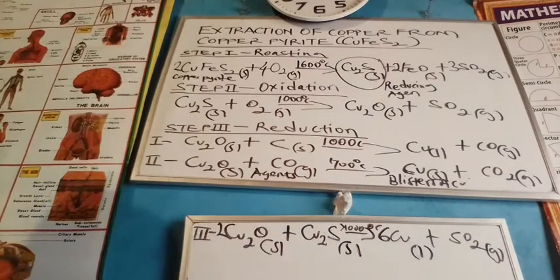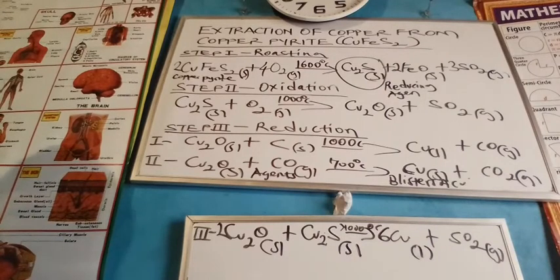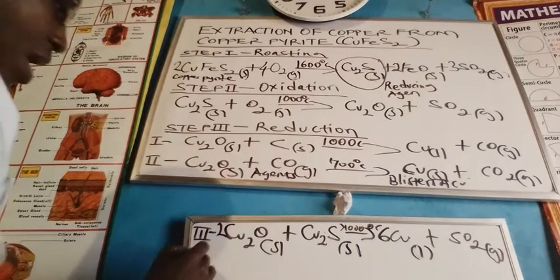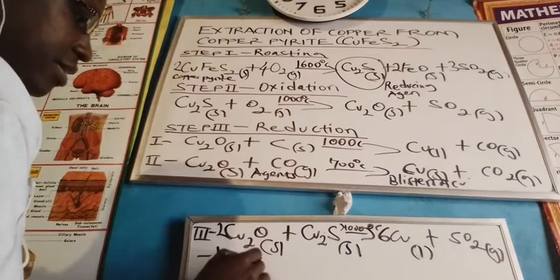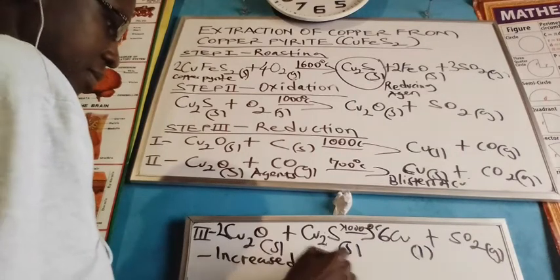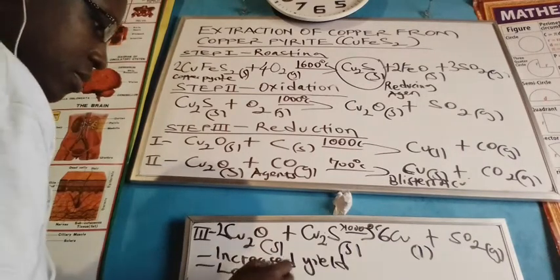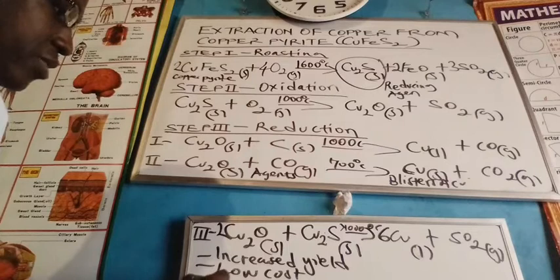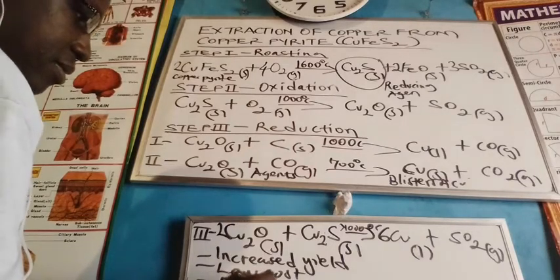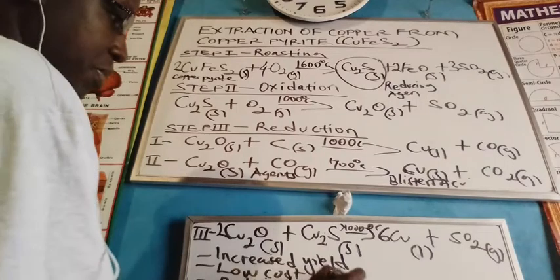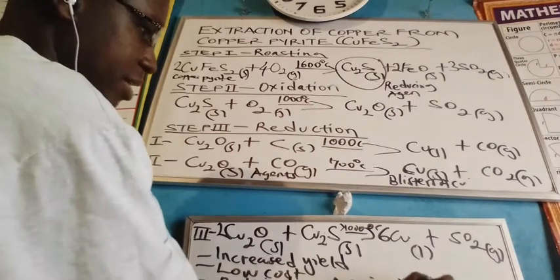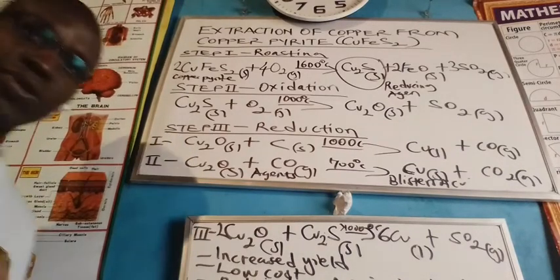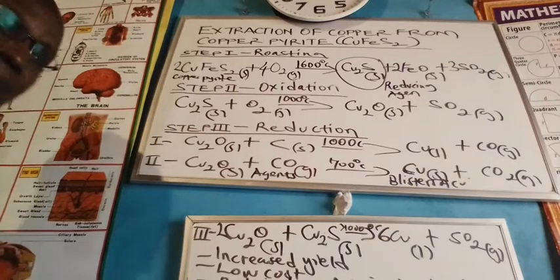So the advantage of using copper 1 sulfide as a reducing agent over the use of carbon monoxide and carbon is that, 1, there is an increased yield. 2, it is of low cost, obtained readily from the raw material, and 3, it reduces the chance of poisoning the extract. Good. So that is the procedure for extracting copper from copper pyrite.